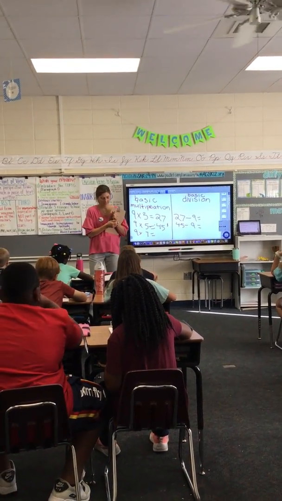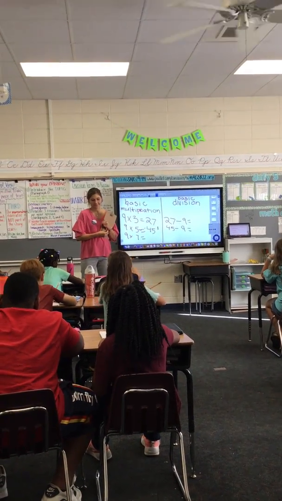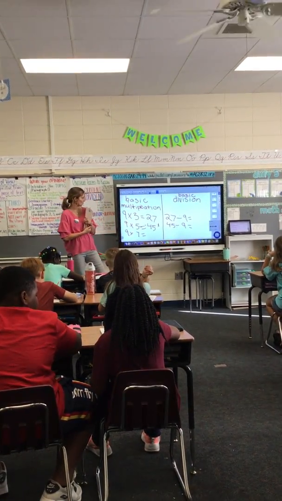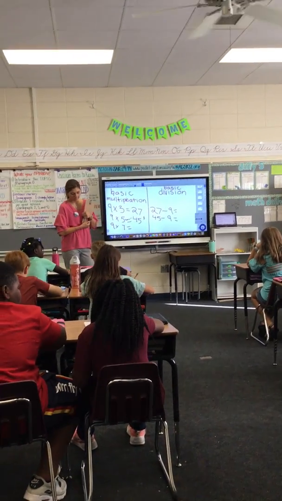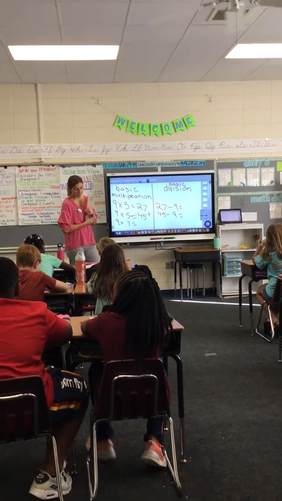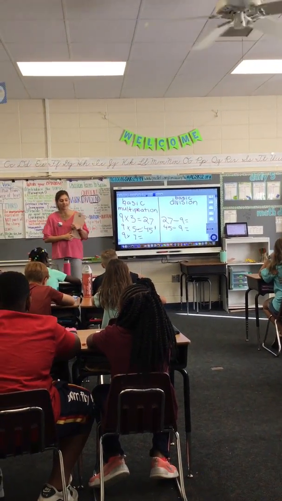Yes, Brock? Since like 9 times 3 equals 27, do we write like the 9 out there, or do we write like... You will write the 3. So since the 3 was your number, you write 27 divided by 3.